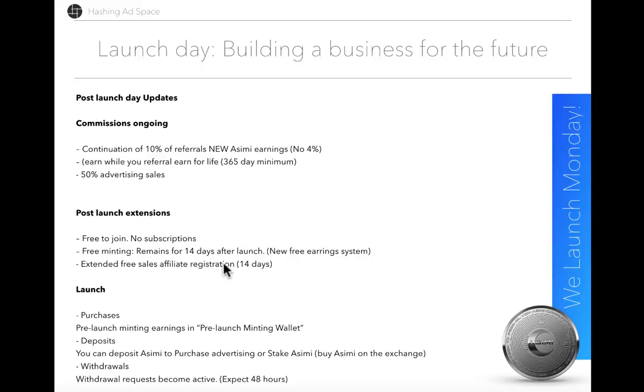At the moment, the $30 fee is waived, and we are going to waive it for the first 14 days after launch as well. The reason that we're doing this is that we're giving 14 days for everybody to adjust to the new launch system. We understand that it's important for people to see how things really work once we've launched. So this will give everybody the chance to continue to promote Hashing Ad Space, to continue to earn for free, and to continue to sign up as a sales affiliate for free for 14 days. We see that as a great time to continue building Hashing Ad Space.